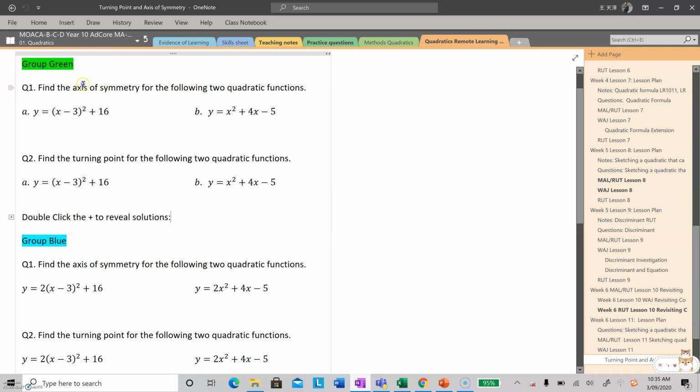Okay, so have a go with these questions. Find the axis of symmetry and then find the turning point.